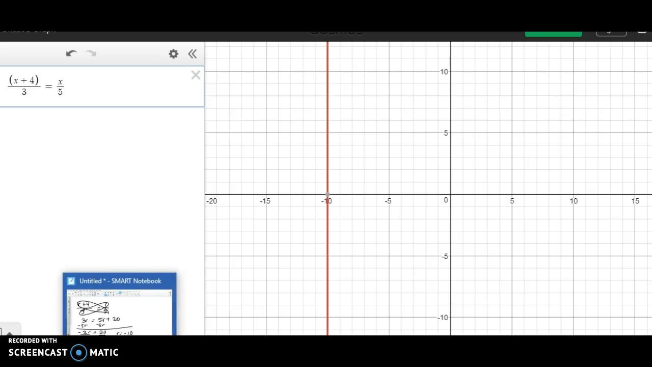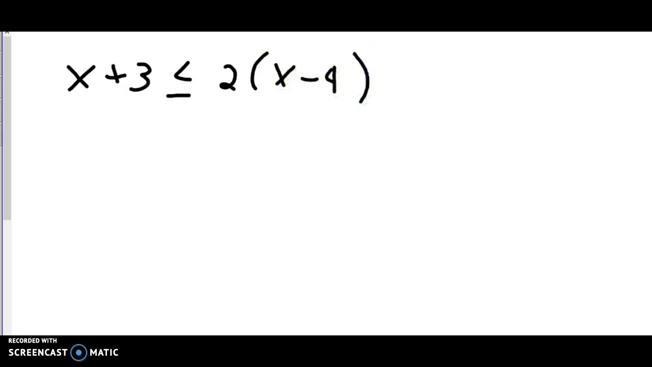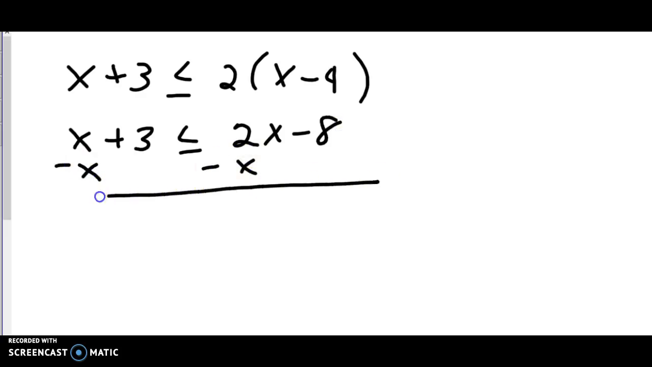All right, let's go into multi-step. Now we're going to use Desmos as well. The next one would be x plus 3 is less than or equal to 2 times x minus 4. We're going to do all the work first, go over what's on your test, and then we're going to use the Desmos to check our answer. So we have x plus 3 is less than or equal to, distribute. And I'm going to get my x's together. So I have 3 is less than or equal to x minus 8.